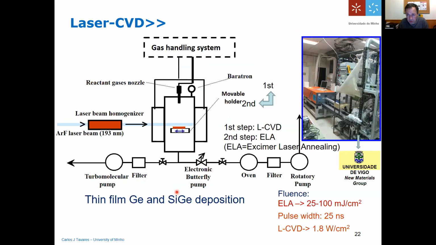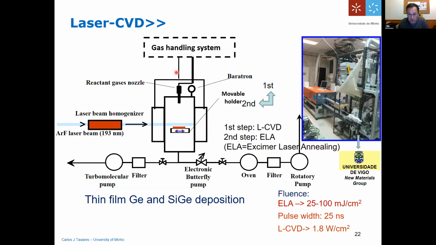Here, close to where I am in the Minho region in Portugal, but across the border in Spain, in Vigo, they have a nice setup for thin film germanium or silicon germanium deposition. They use a laser, and so it's a laser CVD. So you have the same process where you have a reactor and you input a gas inside, and here the activation is coming from the laser.